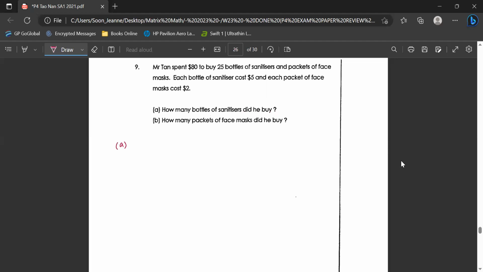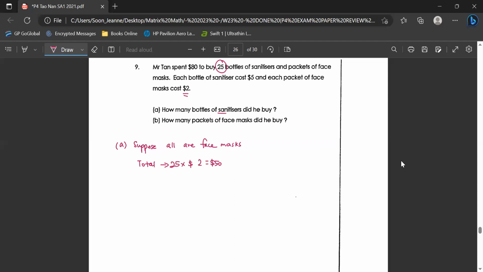So since A is asking for the bottles of sanitizers, we will suppose all are of the other kind first. Suppose all are the other type, which is suppose all are face masks. So if all are face masks, the total amount will give you another total. You know that one face mask is actually $2. So let's take it as all 25 items that Mr. Tan bought will be only face mask.